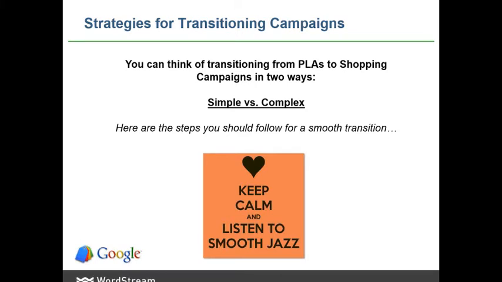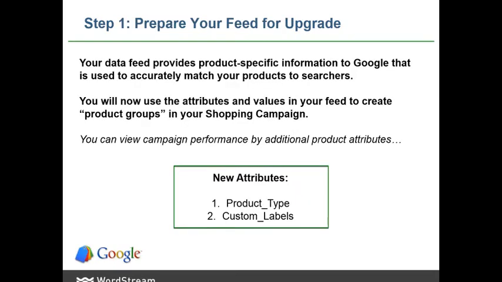So again, your data feed provides product-specific information that Google is going to use to accurately match your products to searchers. So you're now going to use these attributes and values in your feed to create the product groups that Chris was showing you earlier. So you're also going to be able to actually view your campaign performance by these additional product attributes. And as Chris mentioned, the type of segmentation and data viewing that you can get in shopping campaign is really second to none. These attributes and the feed setup is really what's going to allow you to get that type of flexibility in the campaign.